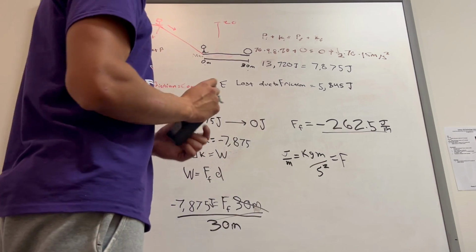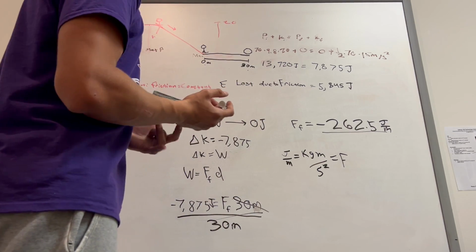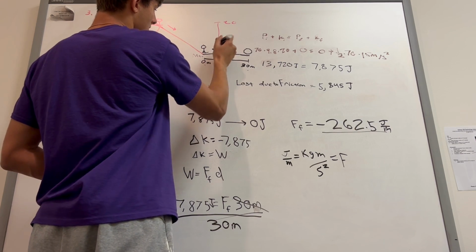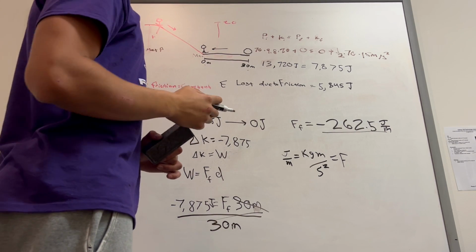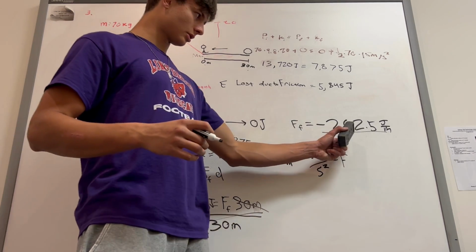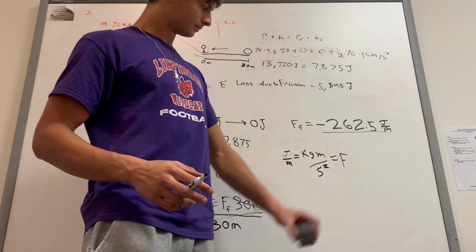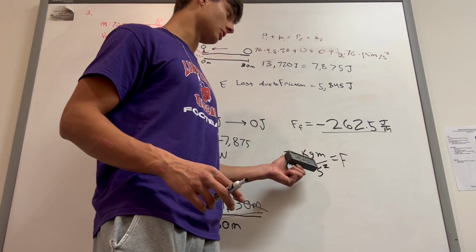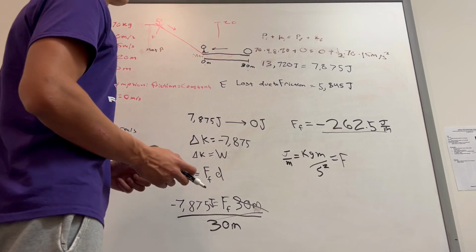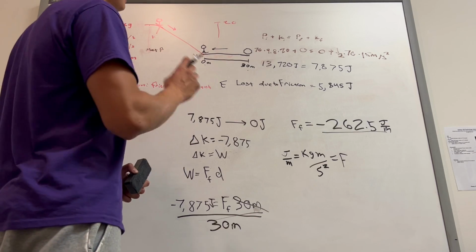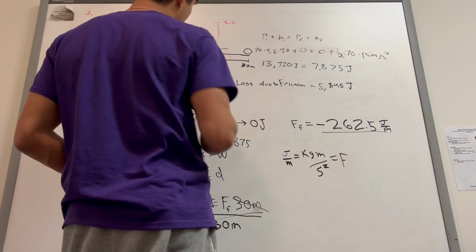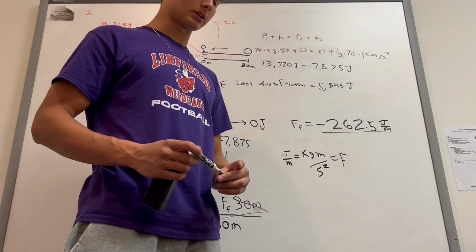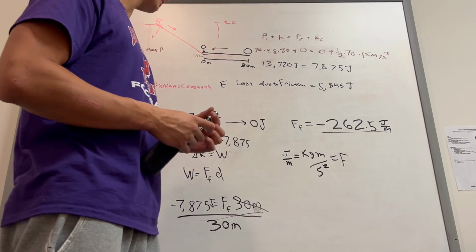So that's what I got. The amount of force that was being applied onto the skier due to friction was 262.5 joules per meter, or kilograms times meters over seconds squared. And it's negative because it's not in the direction that he's going. So that's my answer and my explanation. Yeah, thank you very much.